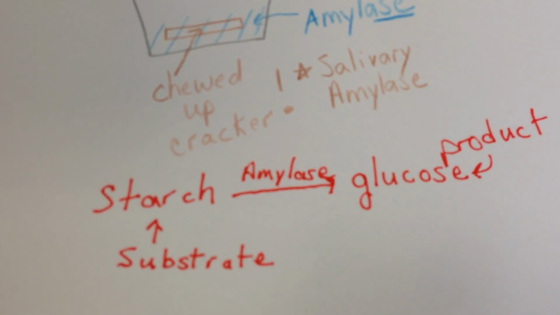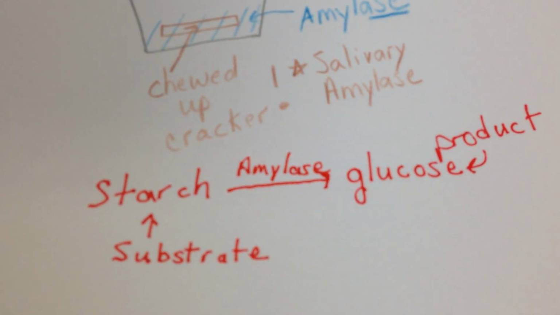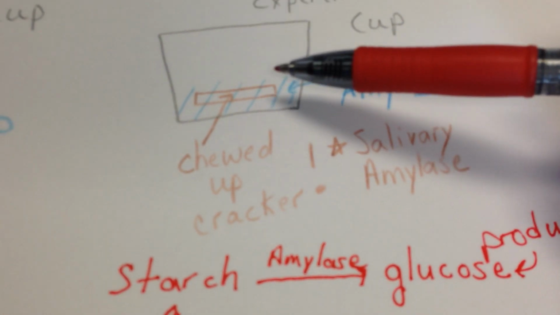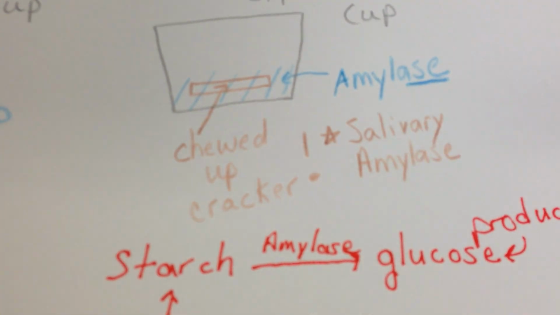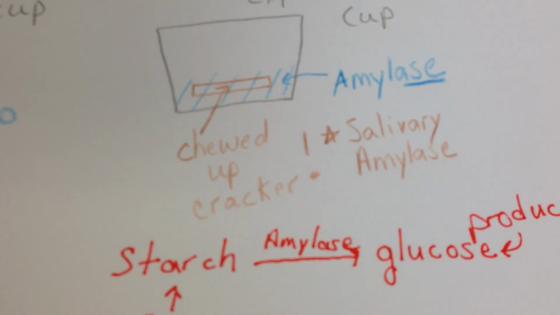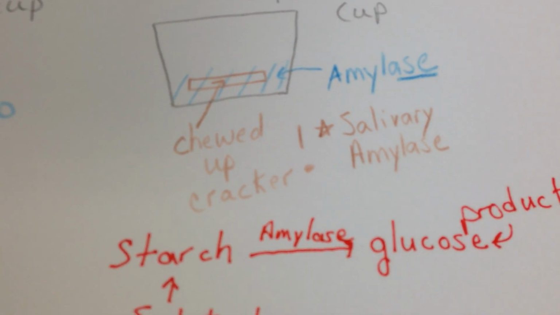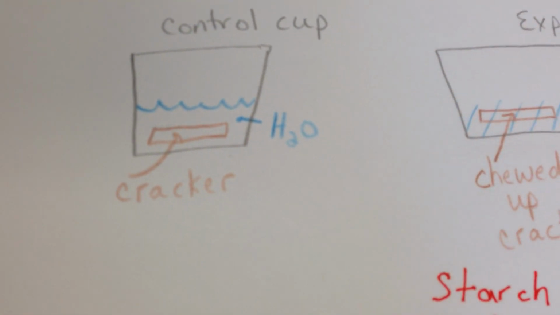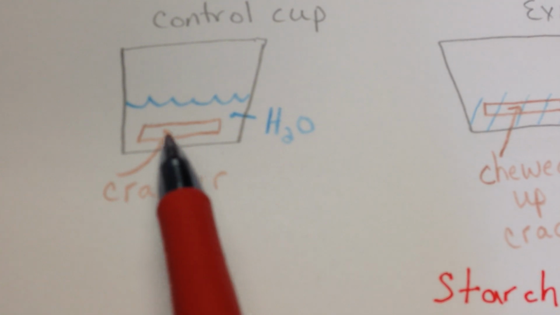So the way we checked to see if that reaction actually occurred was by using those glucose test strips, and we had you dip it down into there, look at the color, compare it to the chart, and determine was glucose present. So when we come back to our control cup here, all we have is cracker, which is starch.